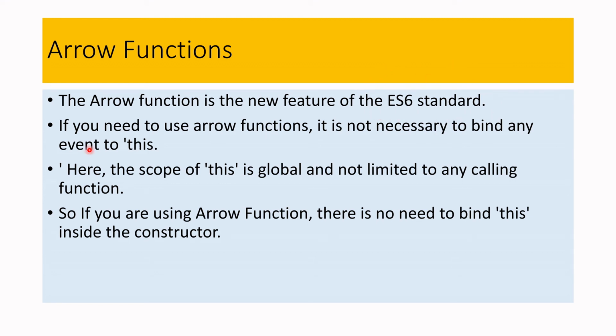Okay, so if you use arrow function, it is not necessary to bind any event to this. If you want to use arrow function in your project or in the component side, it is not necessary to bind any event to this. Here the scope of this is global. We will use it for the global purpose and it is not limited to any calling function. And if you are not using arrow function, you need to bind this inside the constructor.